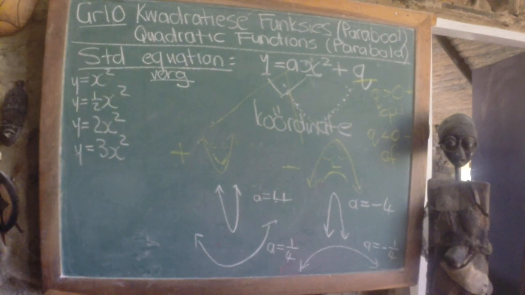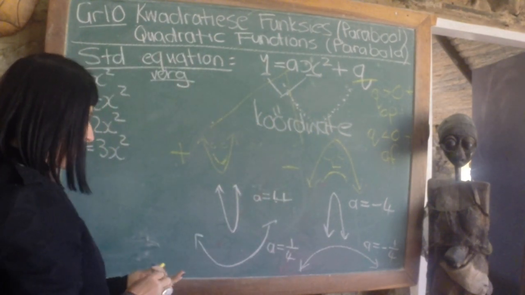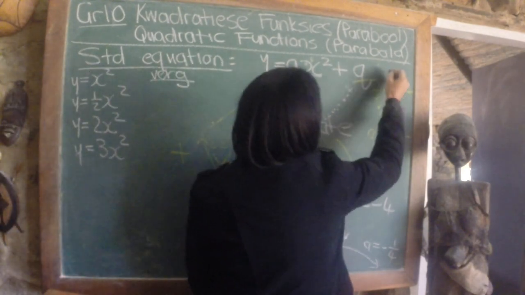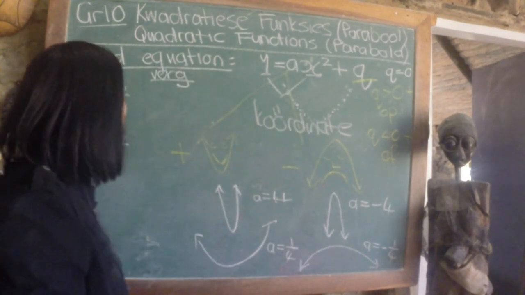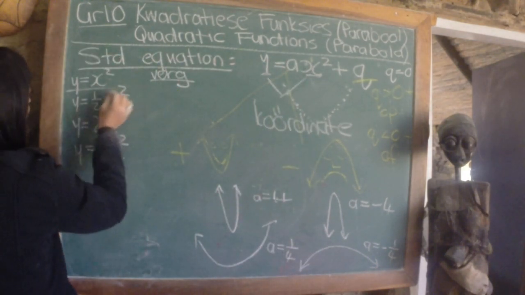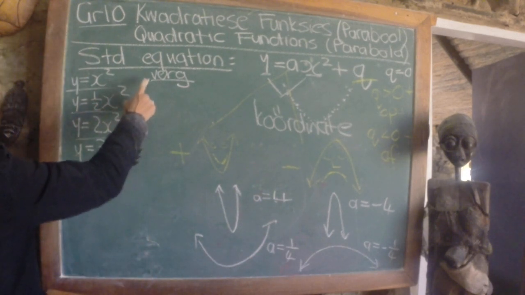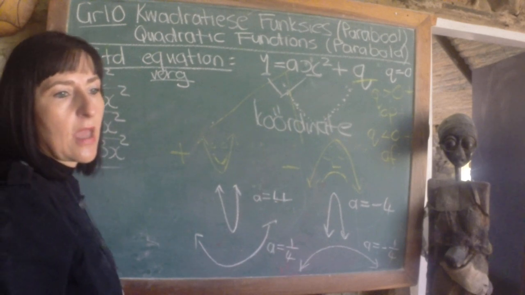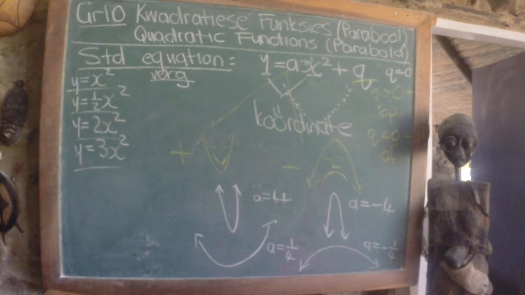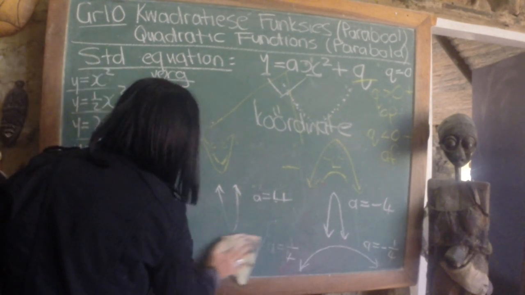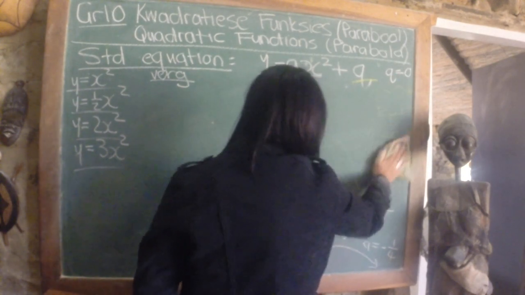So wanneer ons gaan kyk na ons standaardvergelyking, dan gaan ons vandag kyk na standaardvergelykings waar Q gelyk is aan 0. Dit beteken hy het nie op of af geskuif. Let's quickly look at these equations where Q equals 0. Kan julle sien? Q het nie 'n waarde daar nie, so Q is gelyk aan 0, so kom ons gaan teken dit. Parabool waar Q gelyk is aan 0.